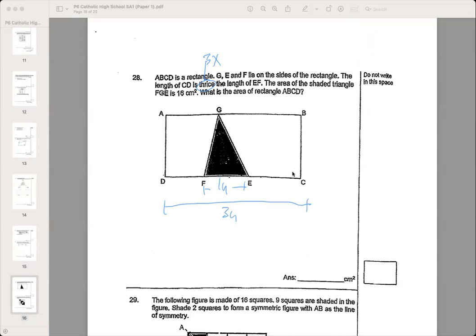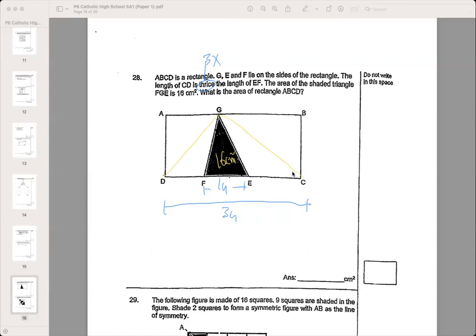And they tell you that the area of FGE, this, is 16. Now, the question is, what is the area of ABCD? Now, let's look at this triangle.